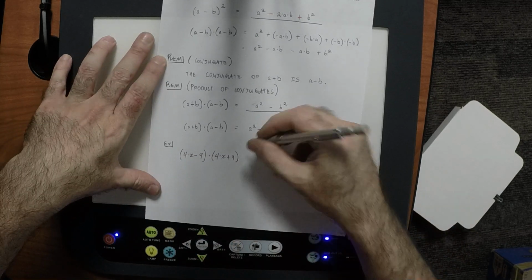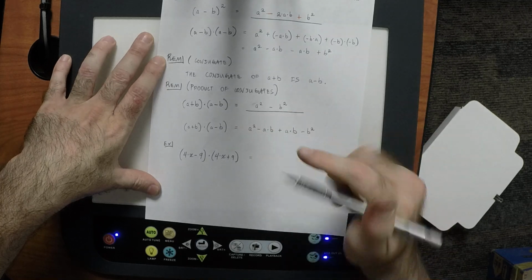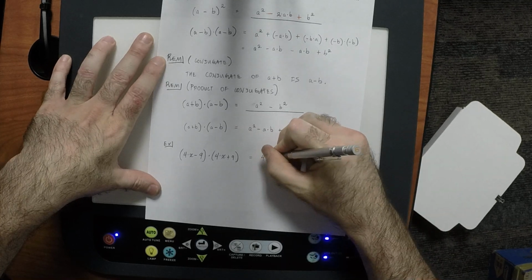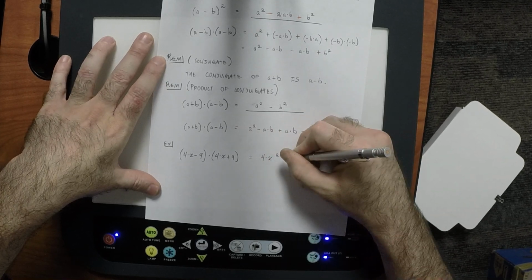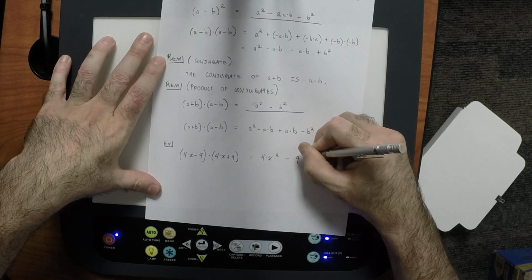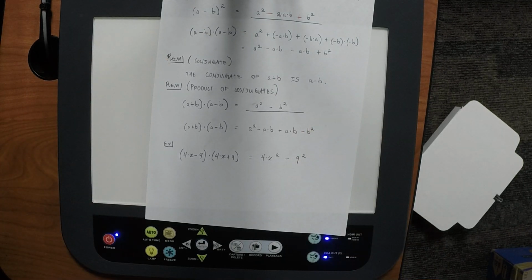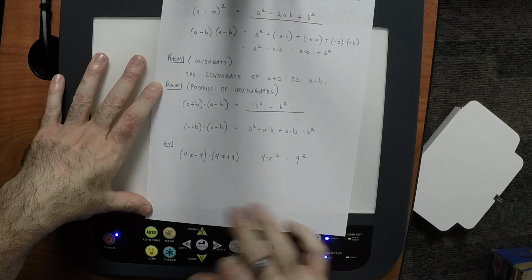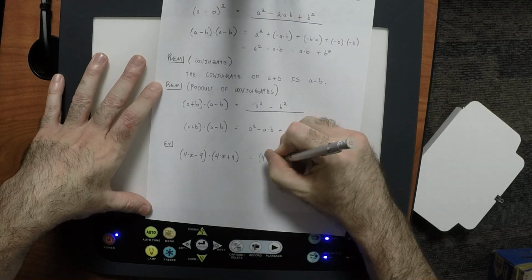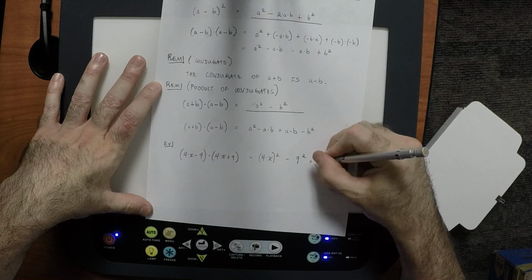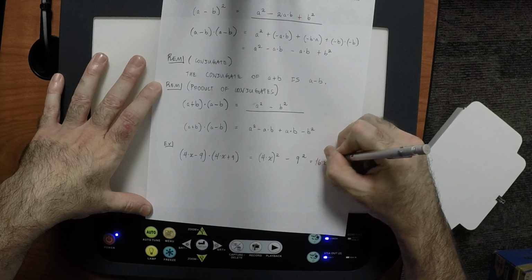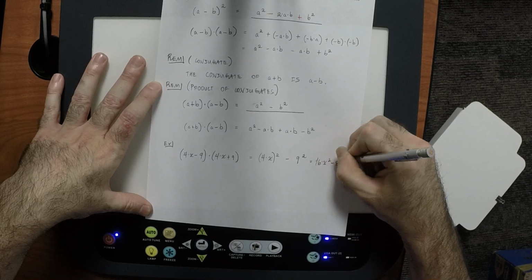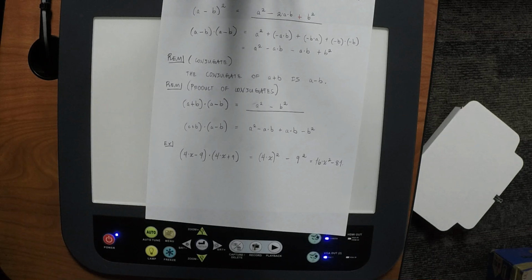Okay, so then this should be the first thing squared, and then minus the second thing squared. I'm going to wait for someone to say it. Parentheses, right? The first thing, all squared. So you could write this as 16x squared minus 81. Any question about this?